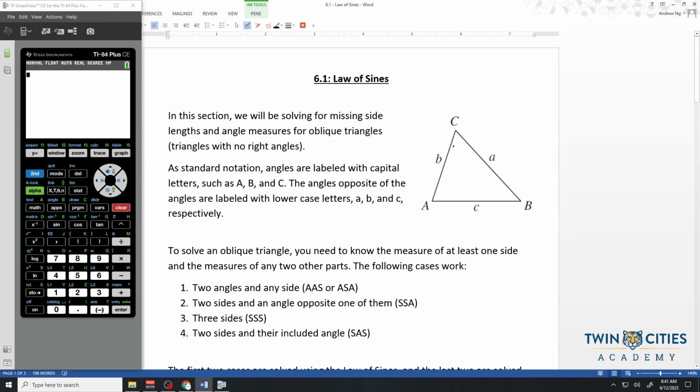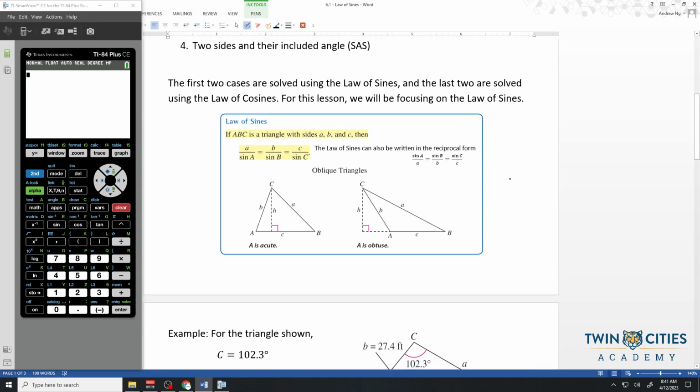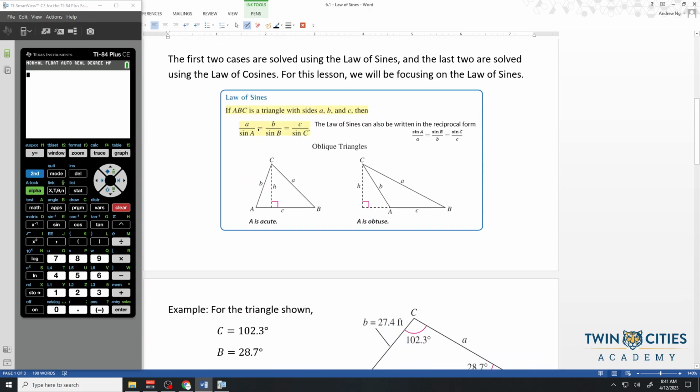So when can you use law of sines? You can use law of sines whenever you have one angle, its opposite side length, and then one other piece of the triangle. So that could be another angle or another side length. And when you do law of sines, you use the following. A over the sine of A is equal to B over the sine of B is equal to C over the sine of C. You could also do this in reciprocal form with sine of A on top over little a is equal to sine of B on top over little b is equal to sine of C over little c.